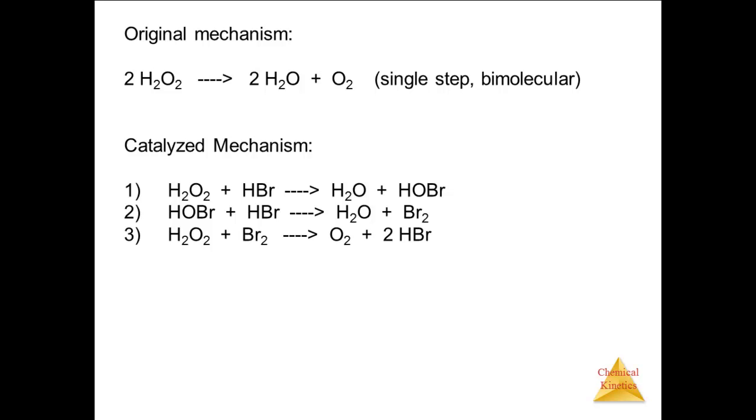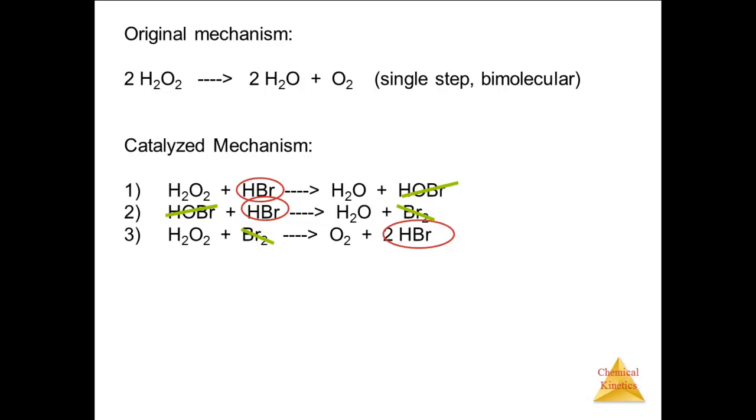Note that there are intermediates, in this case HOBr and Br2. As usual, these are produced in an early step and used in a later step. The HBr, however, is a reactant in an earlier step and is reproduced in a later step.